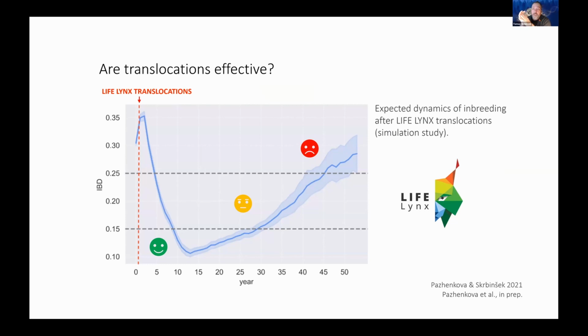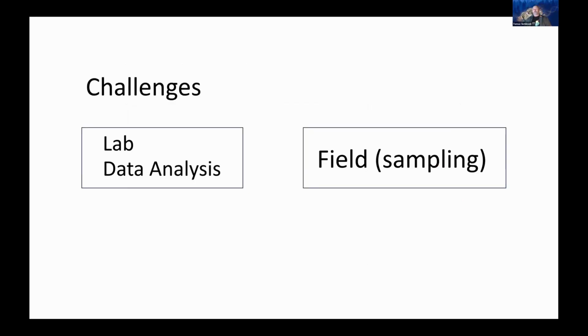We made plans for long-term management of the population. Of course, the population is going to need further translocations. And through simulation studies, we predicted what should happen with the population, but we'll be following this closely with genetic sampling and genetic monitoring. Okay, so this is just some examples of what we can do with this.